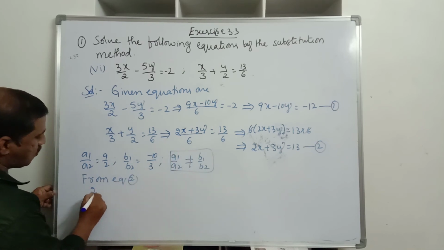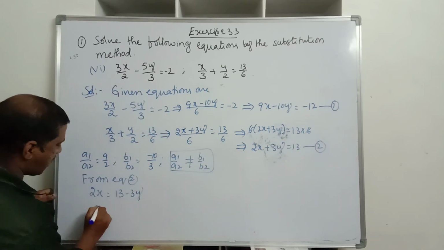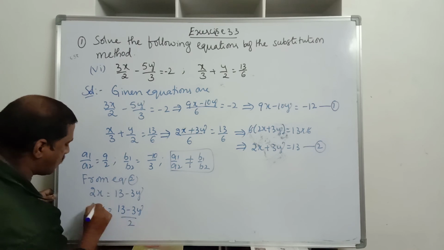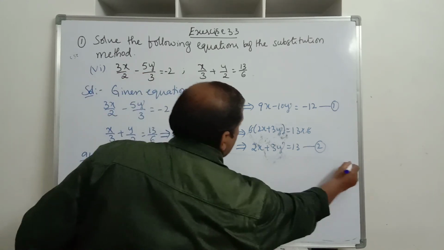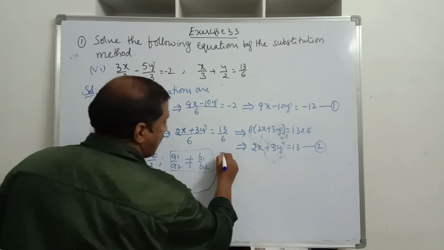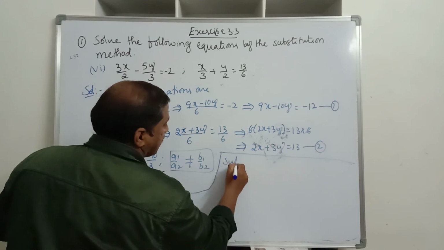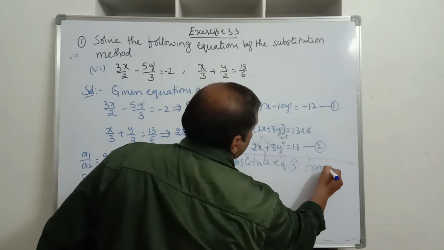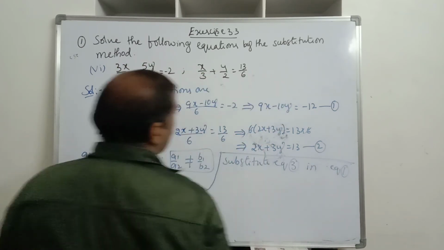So from equation 2, I am taking 2x is equal to 13, transpose plus 3y to the RHS, it will become minus 3y, and x is equal to, transposing 2 it divides, that is 13 minus 3y by 2. Now you take this as equation number 3. Now what to do next? We have to substitute equation 3 in equation 1. Why? Equation 3 we got from equation 2. So substitute equation 3 in equation 1.